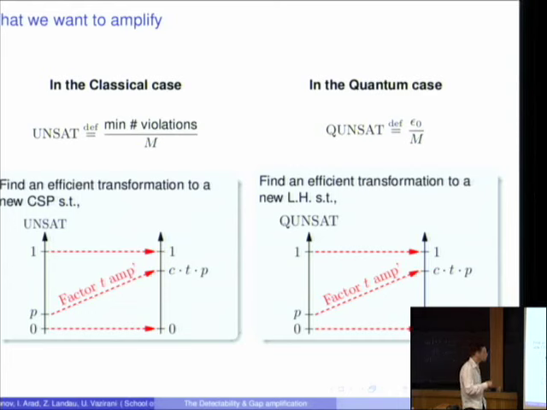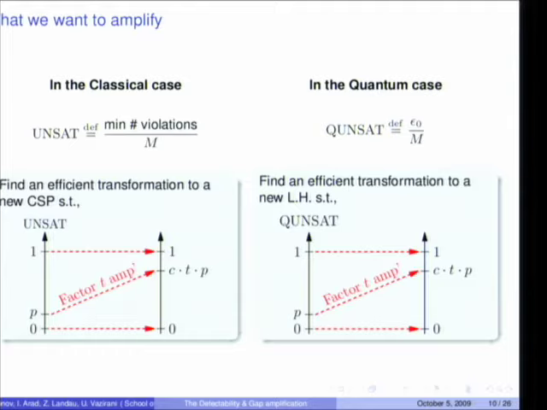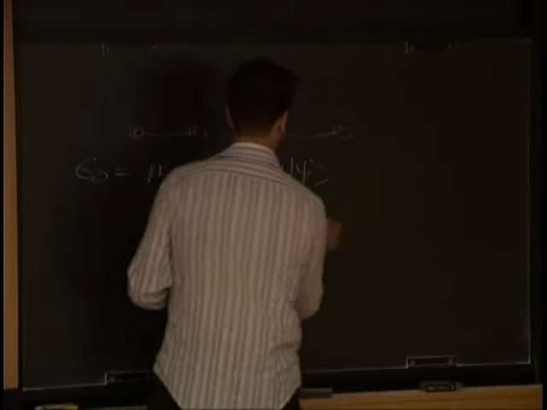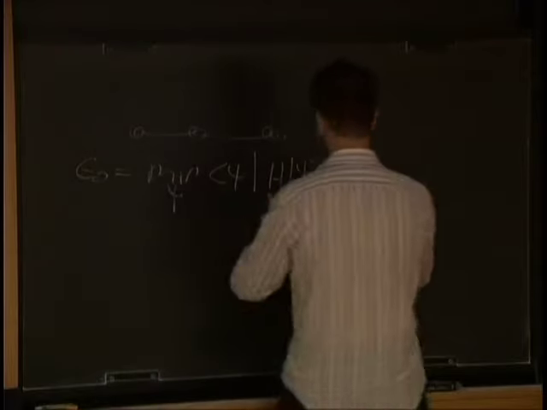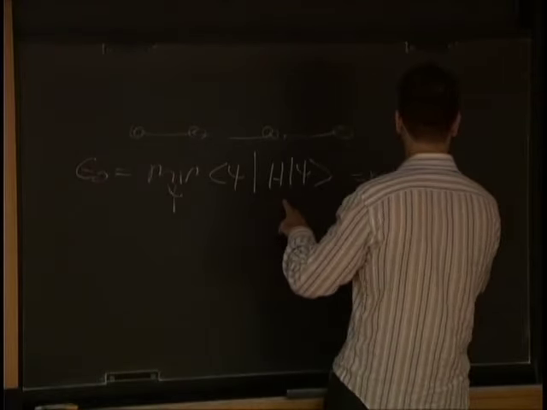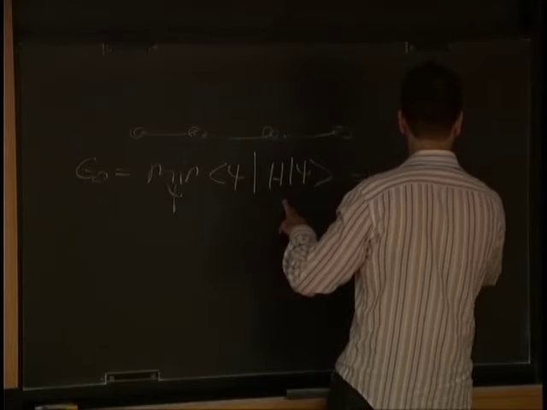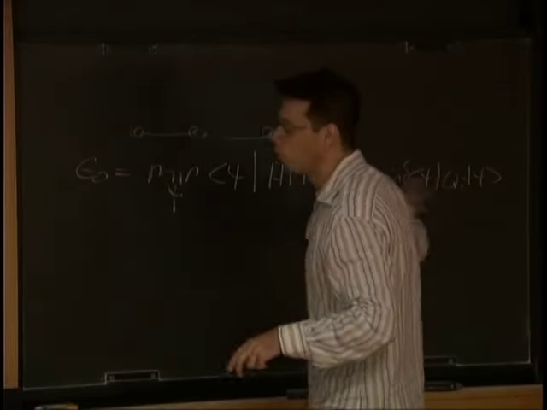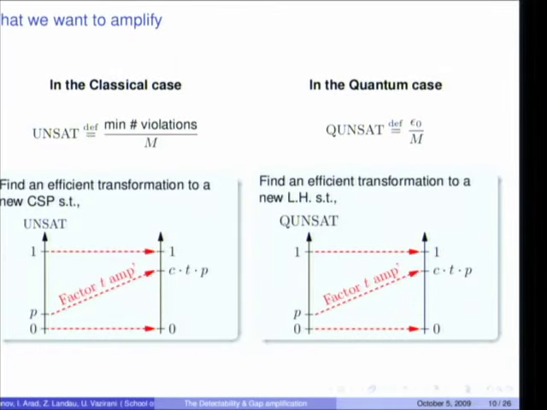Quantumly, the quantum analog of the unsatisfiability is called the Q-unsatisfiability. And instead of having the minimal number of violations, what we use is the minimal energy of the system. Okay, recall that epsilon zero was the minimum over all the energies of the states in the system. It can be seen as the sum over all the violations, so it's just the quantum analog of the total number of violations.